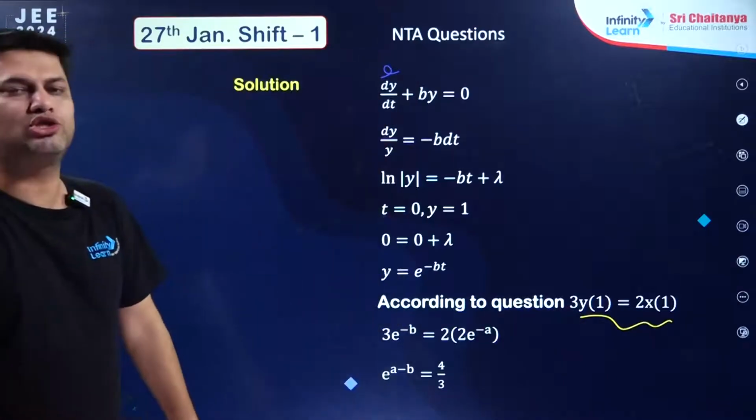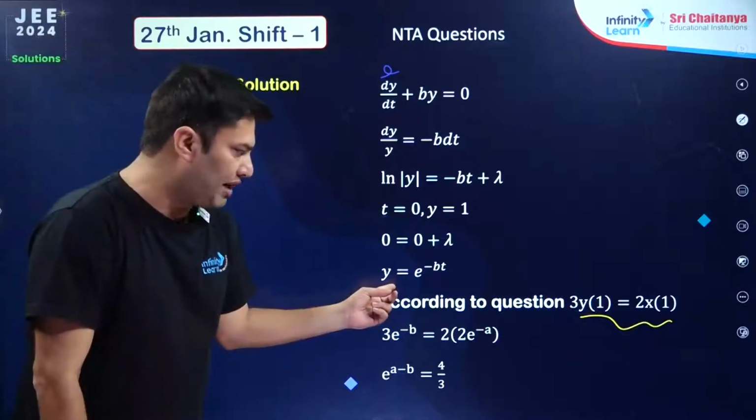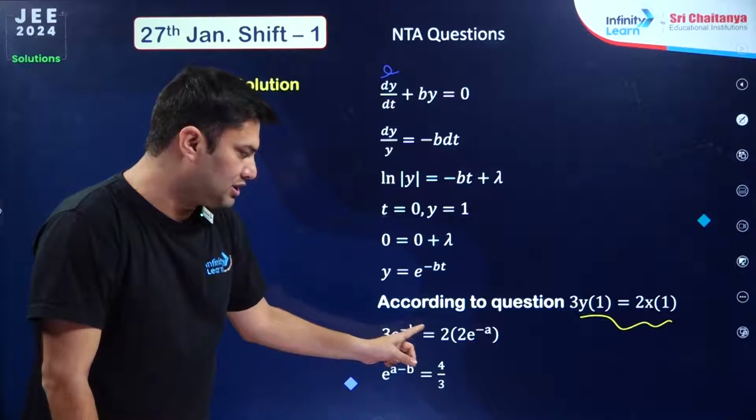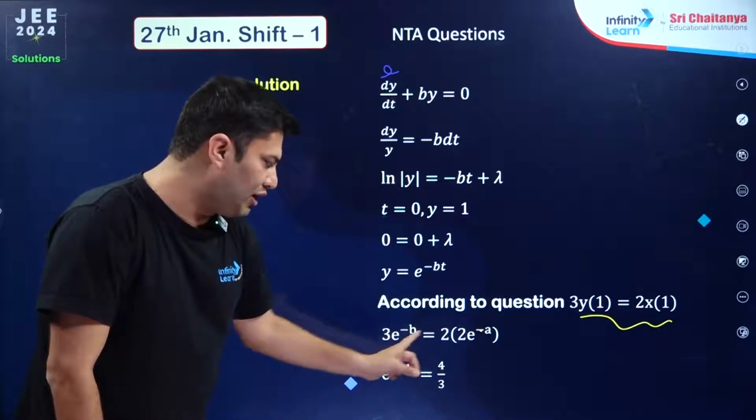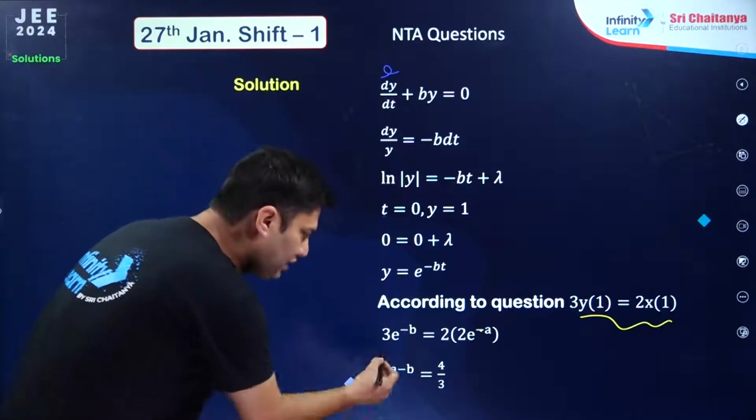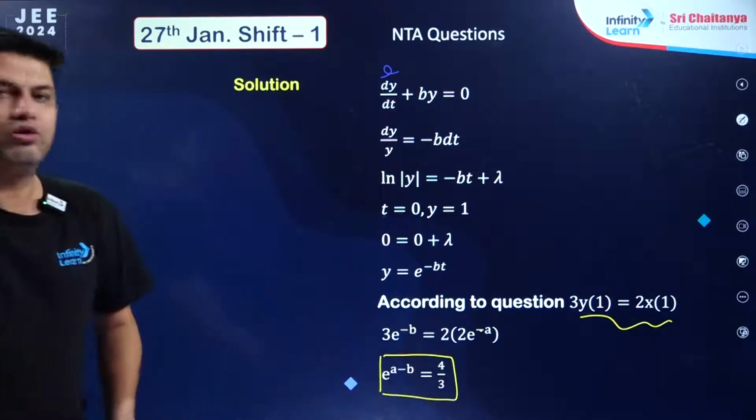And it's given in the question that 3y of 1 is twice of x of 1. So thrice of y of 1, so e to the power minus b is twice of x of 1. Put t is equal to 1. So you will get the value of e to the power a minus b as 4 by 3. So e to the power a minus b is coming out to be 4 by 3.